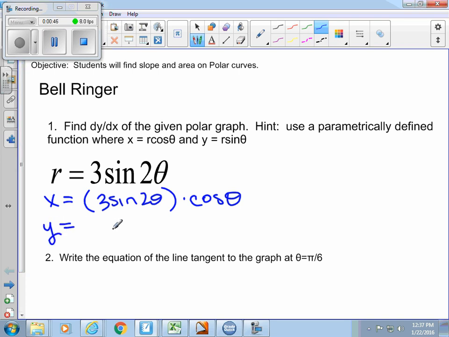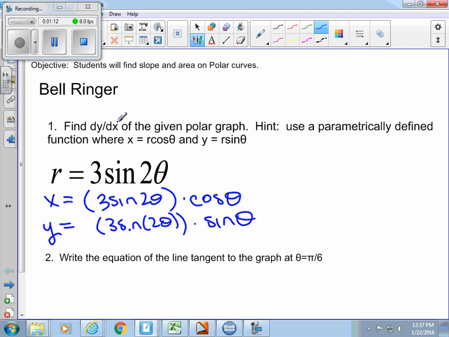Y would be the function 3 sine of 2 theta times sine of theta. Would you agree with that? If that truly is x and y, then I can rewrite that as a parametrically defined function. If it is parametrically defined, can I find dy dx? It's pretty nasty on this one.